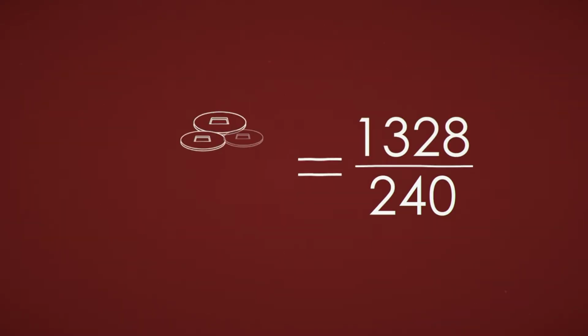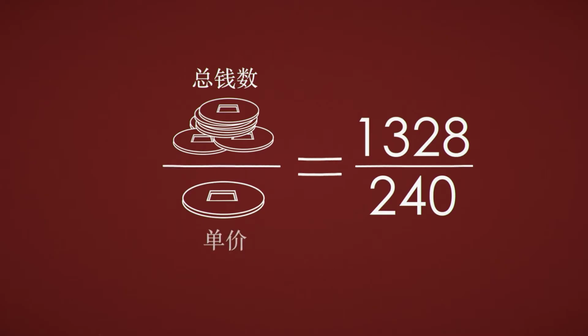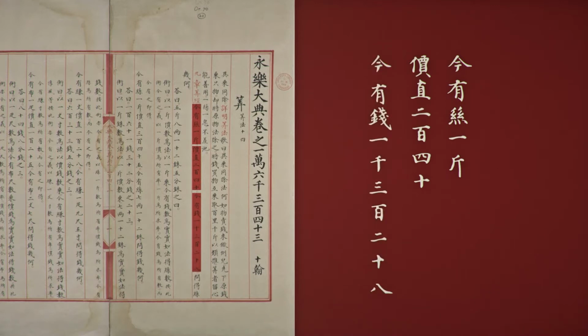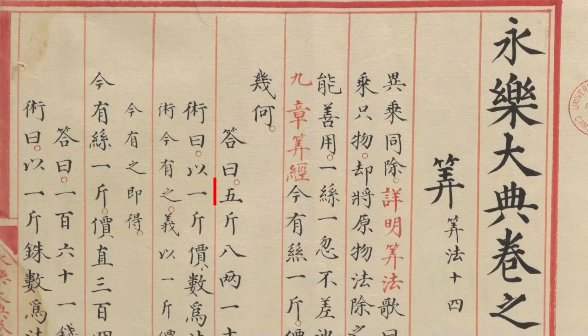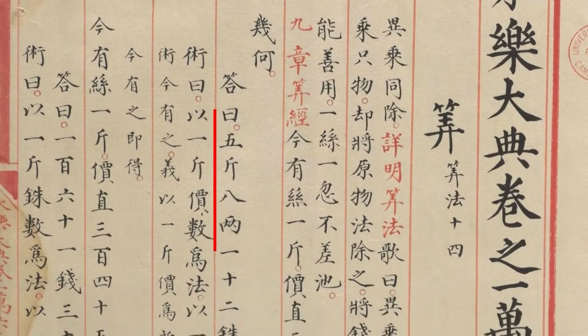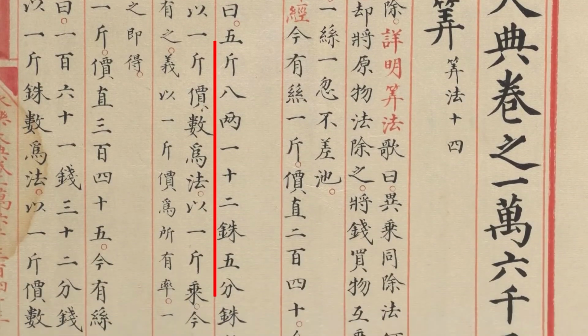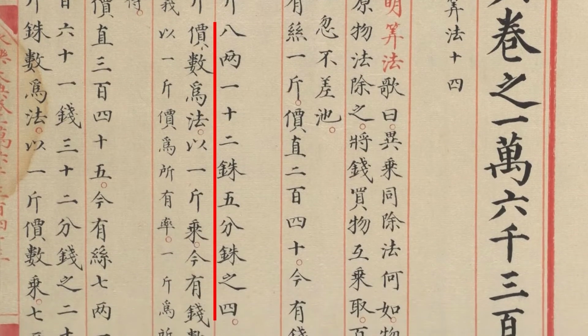If 0.5 kilograms of silk is worth 240 yuan, how much silk can we buy for 1,328 yuan? This question appears in a Chinese mathematics book composed between the 10th and 2nd centuries BC. It worked on the decimal system we still use today, so they could easily deal with these complicated calculations.